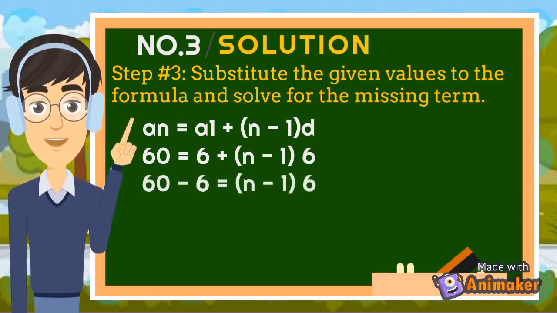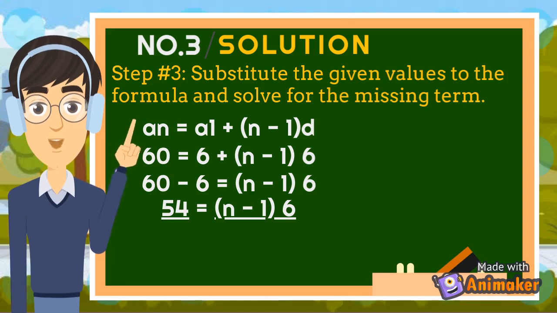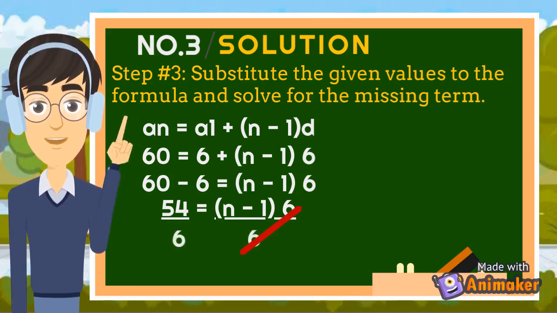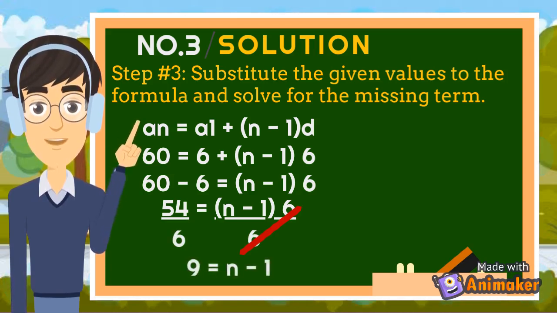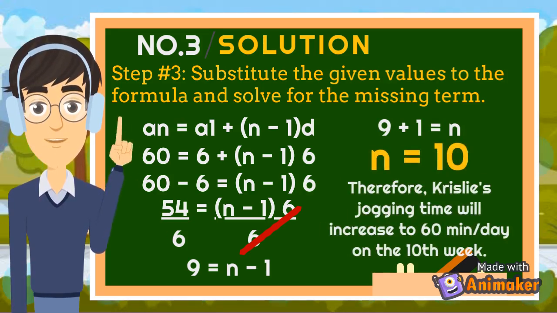Next, let us subtract both sides by 6, or simply transpose 6 to the opposite side, making it negative 6. Simplifying this, we get 54 equals the quantity of n minus 1, times 6. Now, divide both sides by 6, which will give us 9, from 54 divided by 6, equals n minus 1. Adding both sides by 1, we now have 9 plus 1 equals n. Therefore, Crisley's jogging time will increase to 60 minutes per day on the 10th week.